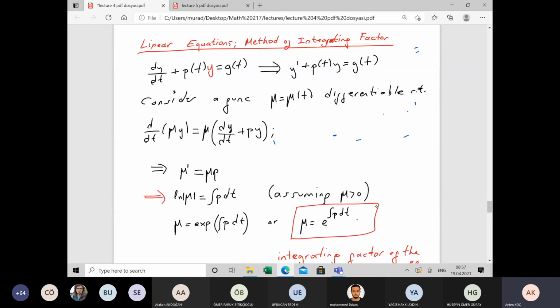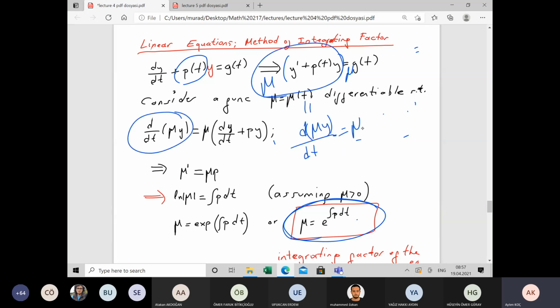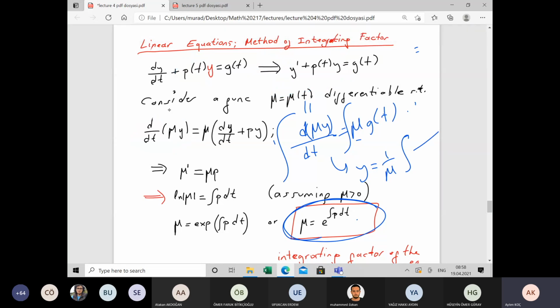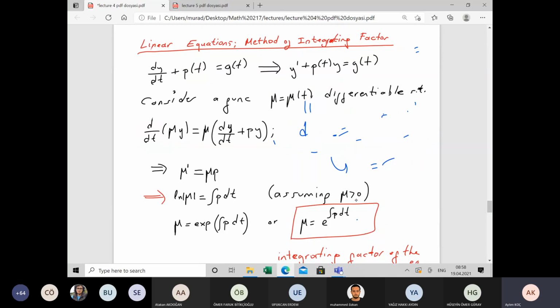We claim that and find the mu. Mu depends on p, and p is the coefficient of y, and then multiply mu on both sides. Also we know that this part is d(mu y)/dt, and so we obtain this, and integrating both sides and solving for y, y is 1 over mu times the integral of this. So we obtain our solution of the differential equation.